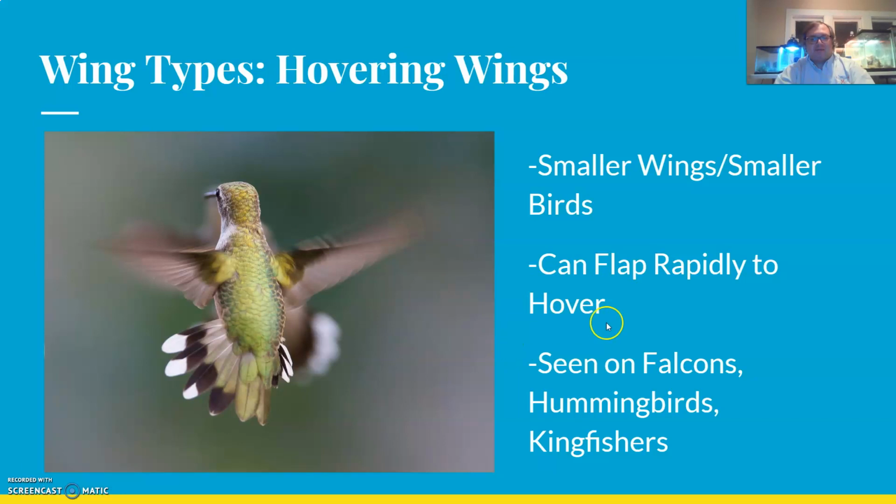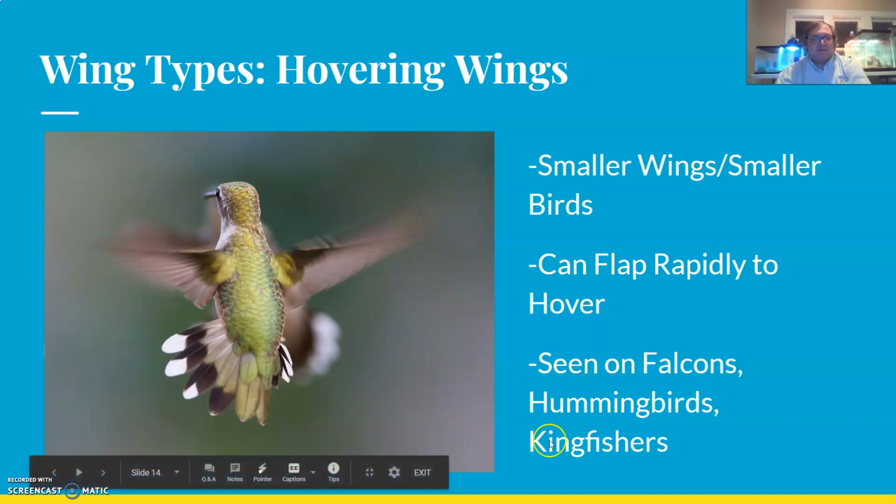Basically, they flap really rapidly to hover. Sometimes with some of the other species, they may be holding them open to suspend them for a little bit. But with hummingbirds, certainly it's a lot of fast wing beats to help them hover. We see hovering behavior in falcons, hummingbirds, and kingfishers.